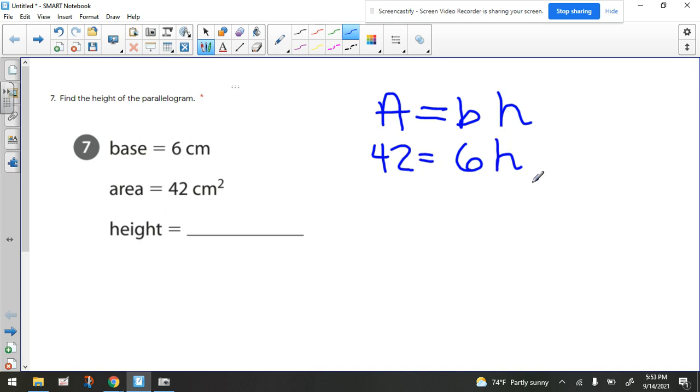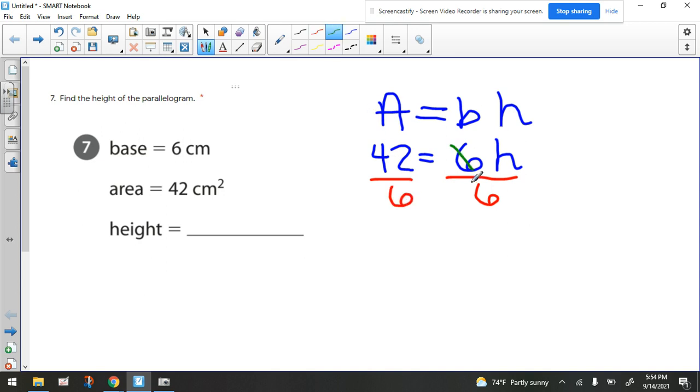So what does this really mean? This means that 6 times some number that we don't know would equal 42. Anytime we're solving an equation, which is exactly what we're doing in this particular situation, we need to apply the inverse operation. So you look for the variable, you ask yourself, what's happening to the variable? It's being multiplied by 6. And what's the opposite of multiplying a variable by 6? That would be to divide by 6. But you have to do that to both sides of the equation to keep it balanced.